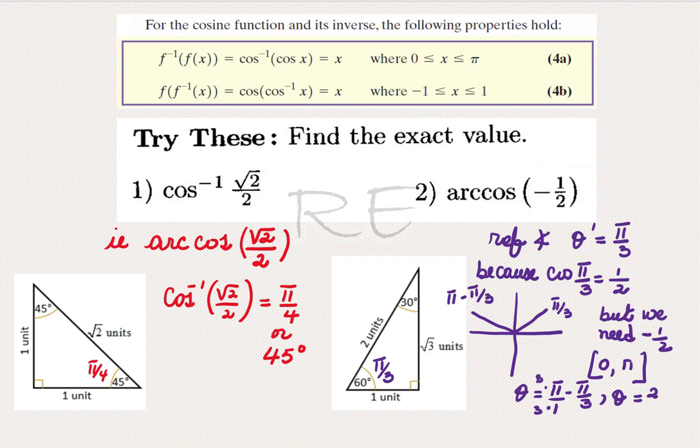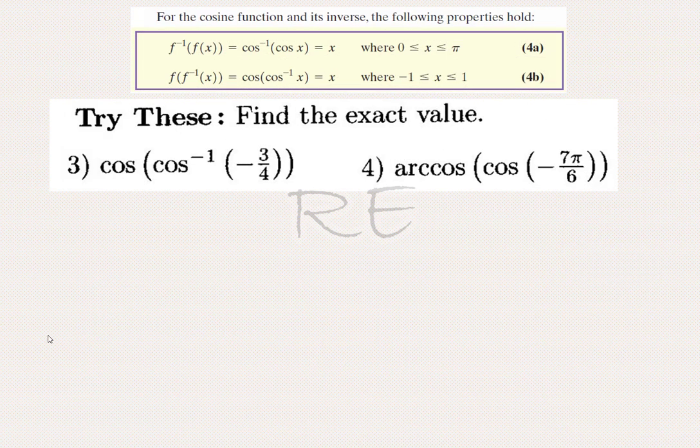3 pi over 3 minus pi over 3 will be 2 pi over 3. So that angle theta is 2 pi over 3, and this is our answer. The arc whose cosine is -1/2 is equal to 2 pi over 3.